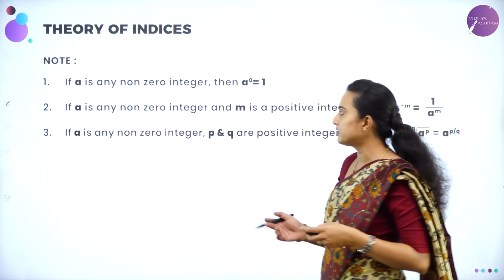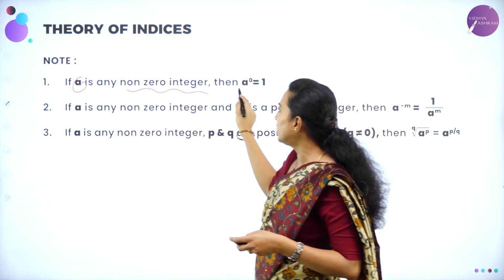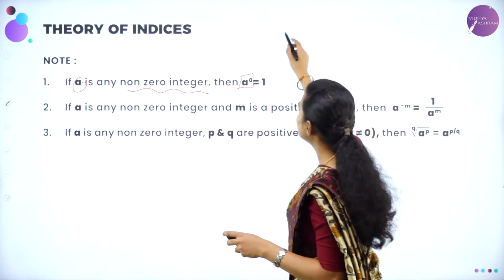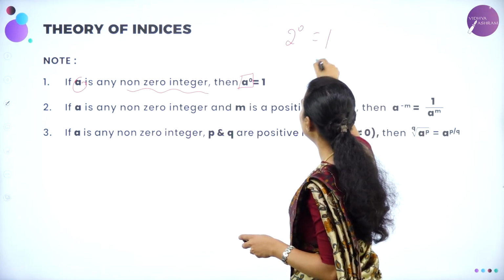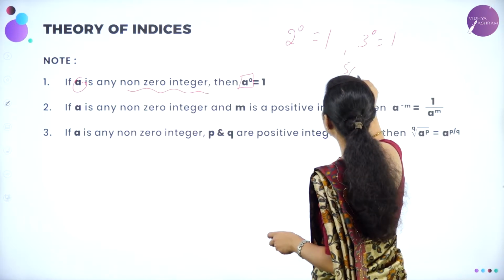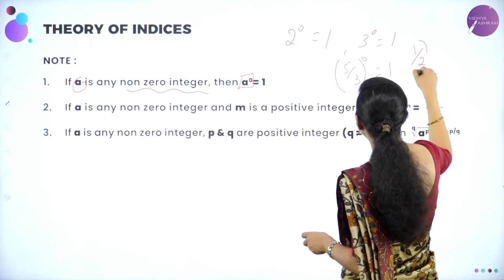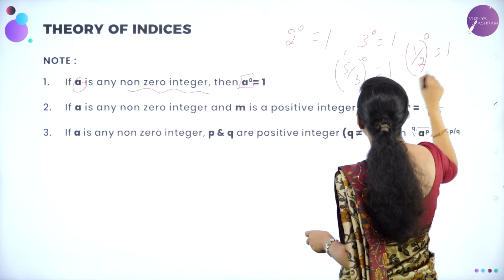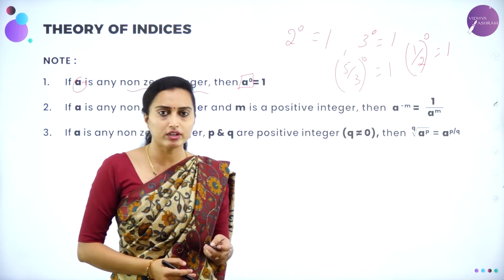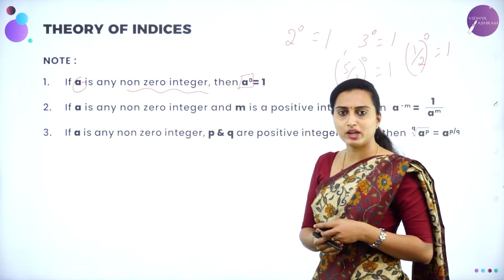See, anything power 0: if a is a non-zero integer, then a power 0 will become 1. That means 2 power 0 will be 1, 3 power 0 will be 1, 5 by 3 whole power 0 will be 1, 1 by 2 whole power 0 will be 1. Anything power 0, you are going to write it as 1. Got it? That is what we are going to use in laws of indices, the condition.